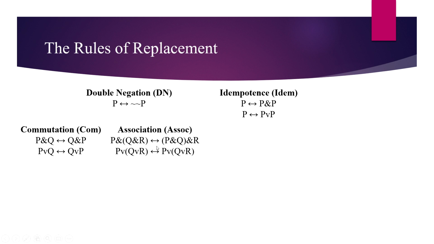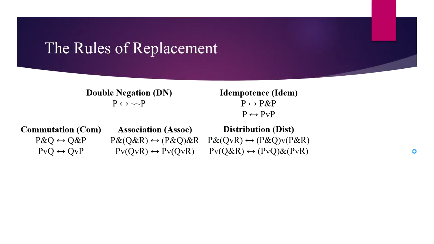The next rule is similar. Association allows you to move around parentheses when you have a complex sentence that is a series of conjunctions or a series of disjunctions. Be sure to remember that for this rule, you must have all conjunctions or all disjunctions. Things are a little more complicated if you have a combination of disjunctions and conjunctions, which brings us to the next rule. When you have a sentence with a conjunction as the main connective and a disjunction as one of those conjuncts, you can distribute that conjunction with the rule distribution.